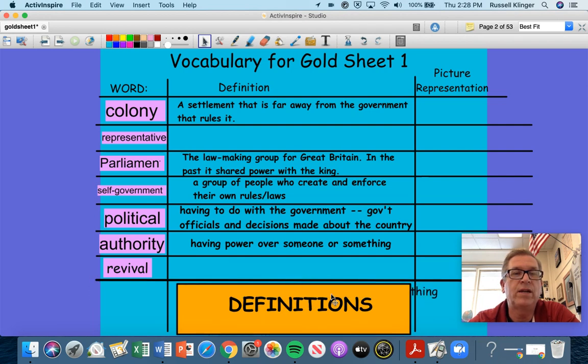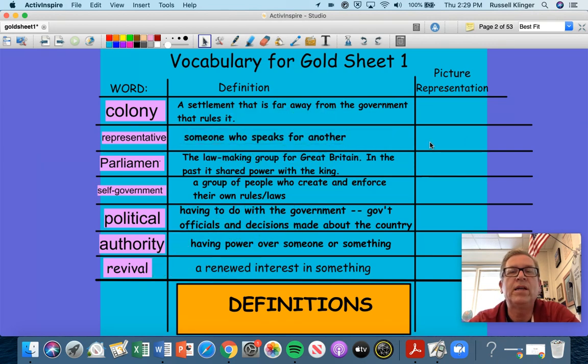And then somewhere back here, sorry. I don't see if I can grab it. There it is. A renewed interest in something. This is related to a topic called the Great Awakening, and it has to do with revival, right? Revival. And last but not least, where are you? Come out, wherever you are. Someone who speaks for another. That's someone we call a representative of someone else, right?